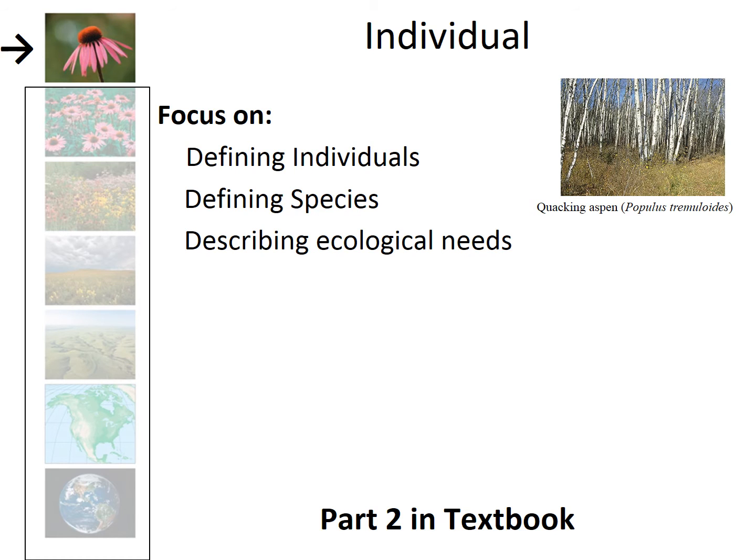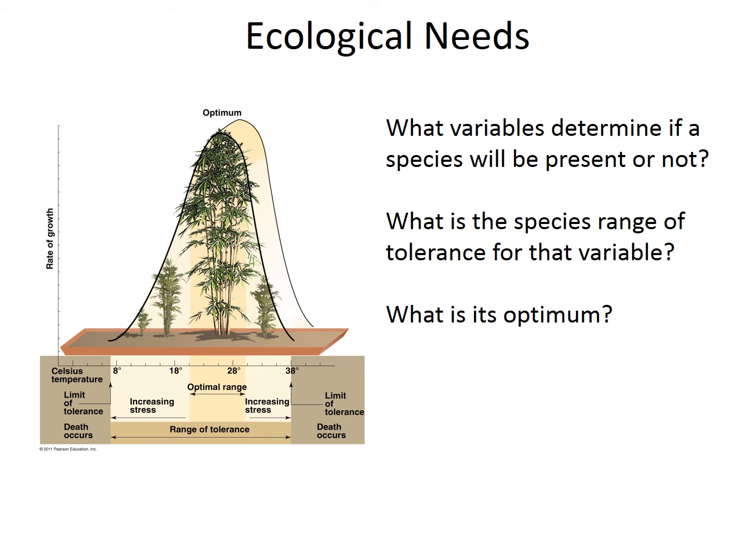Ecologists will also examine questions related to what are the needs of that particular species. A big question at the individual level of ecology is what suite of environmental conditions determine whether or not a species is present and how abundant or healthy it is. We can separate out the multitude of variables that could influence this and examine the relationship between individuals and each of these variables one by one, which is what's illustrated in this graph here of bamboo and how temperature is influencing its rate of growth.